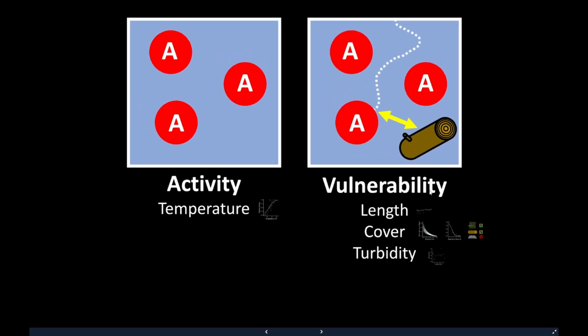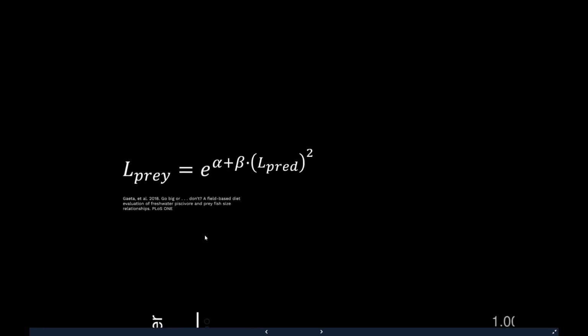So then there's also vulnerability we have to consider. We've established why predators are there. We've established you've had an interaction with them. So how vulnerable are you to that interaction? That depends on three things: length, cover, and turbidity. So length is used using gape length calculations for the predator types we have in this river. So there are effectively exponential relationships between those from this paper right here.